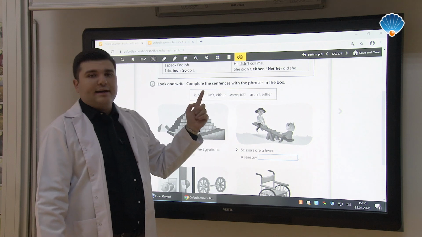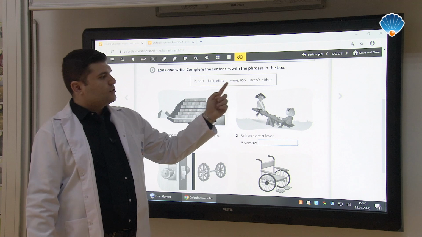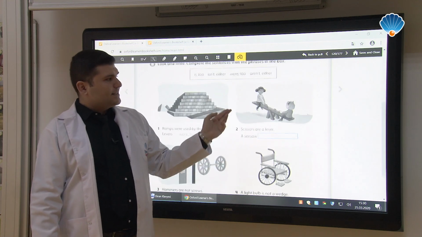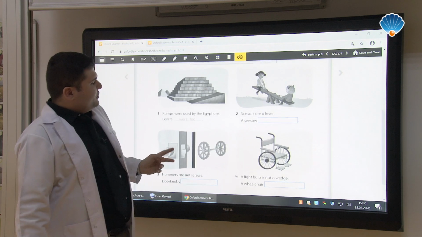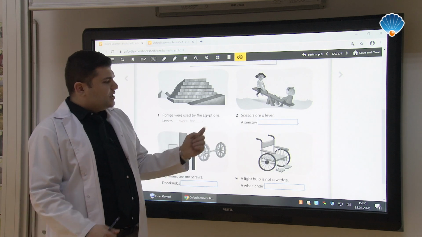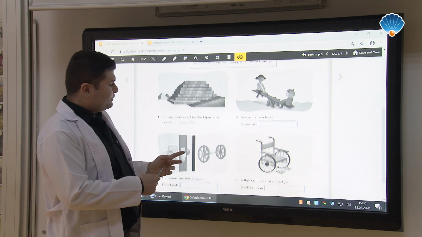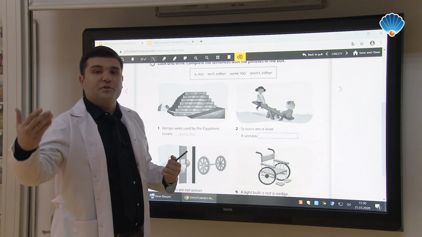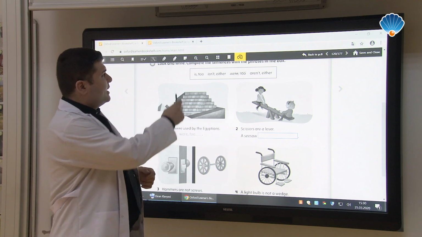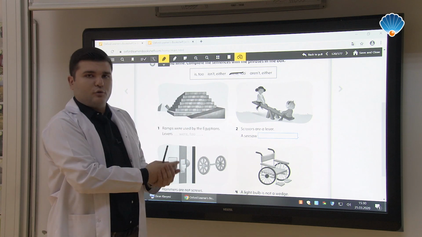So look and write, complete the sentences with the phrases in the box. So we have 1, 2, 3, 4 phrases. The first one is actually done. It's an example. What is this? Ramps were used by the Egyptians, so levers were too. So actually, we can understand that it says ramps. So it's plural, it's not singular. So I have to use were too for this reason.